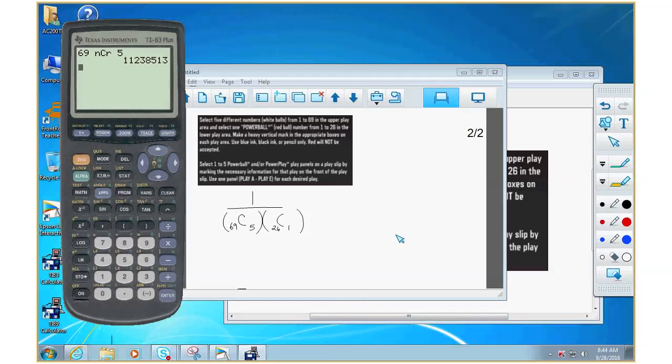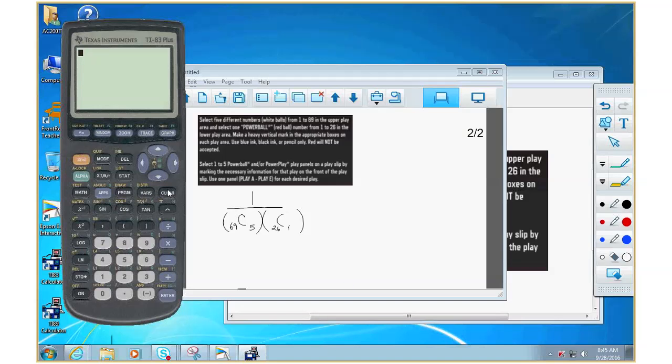Now I'm going to store that. That's where you go buy bread, it's store. I'm going to store that as my first number. Store alpha F for first number. Everybody with me?